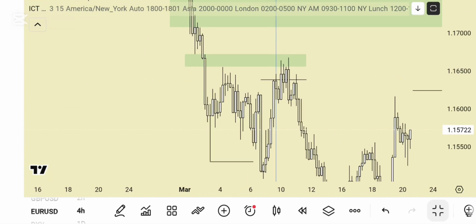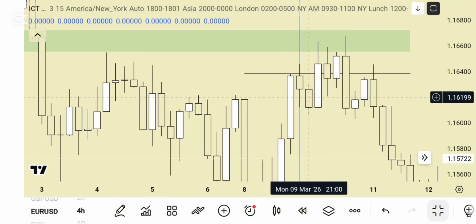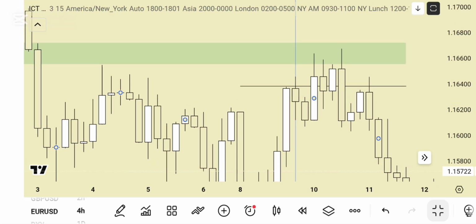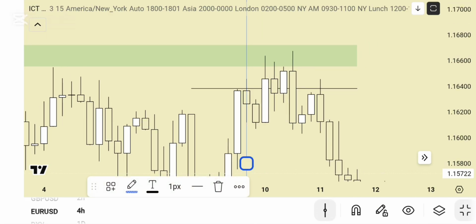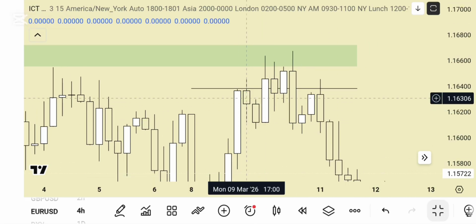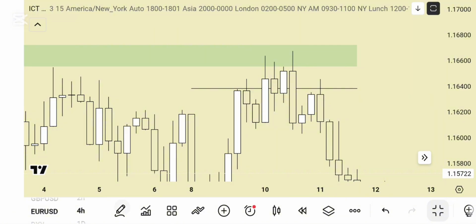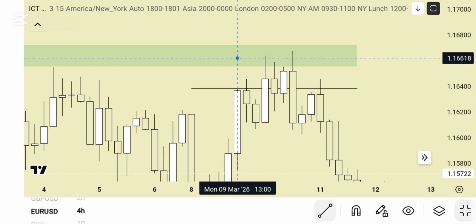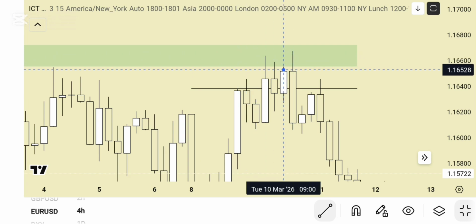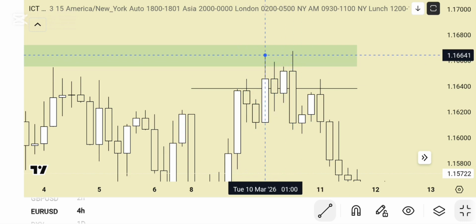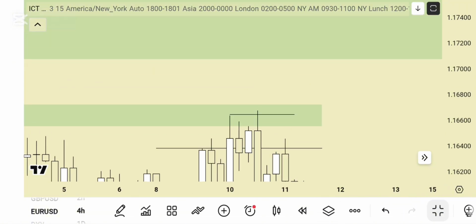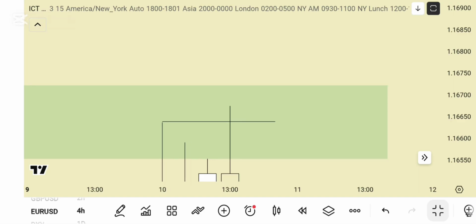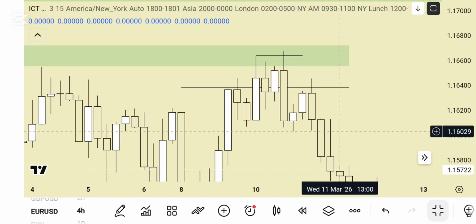You can see that open, right? This is the opening price here, 17. Open, high into a key level. 4 hour CRT. Mark it out. You must wait for 4 hour CRT. Okay? 4 hour CRT, open, high.